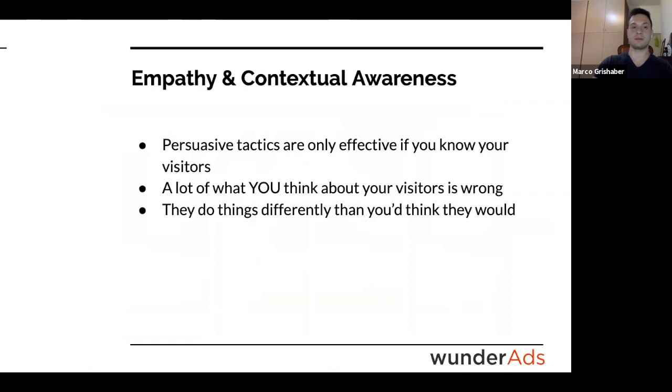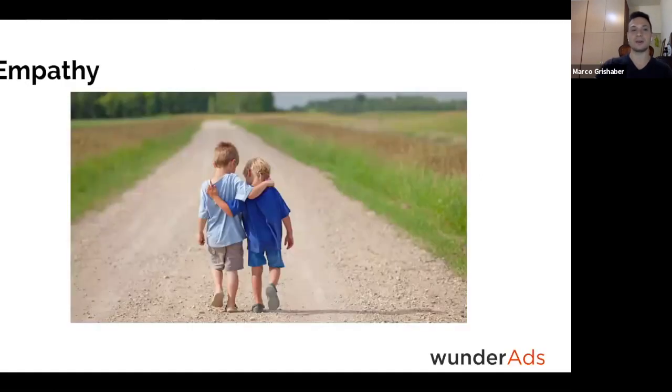Let's go to the next topic, which is empathy and contextual awareness. Those persuasive tactics are only effective if you know your visitors, your audience, because generally when we approach it from our own personal perspective, a lot of times what we think about our visitors and our audience is actually completely wrong. They behave completely differently. They look for different things than we assume. So now, talking about empathy, how can we get a better picture of those users?